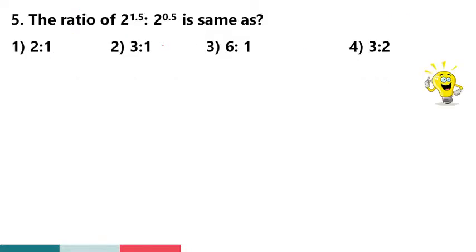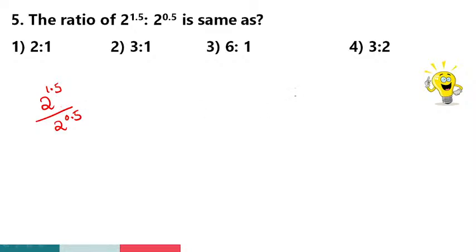Okay, right. And move on to next one. The ratio of 2 power 1.5 is to 2 power 0.5 is the same as the ratio of 2 power 1.5 is to 2 power 0.5. So A is to B or A by B is same, right?